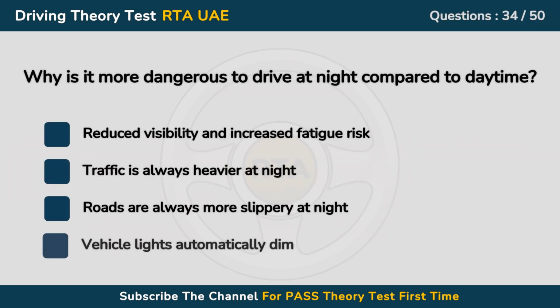Question 34. Why is it more dangerous to drive at night compared to daytime? A. Visibility and increased fatigue risk. B. Traffic is always heavier at night. C. Roads are always more slippery at night. D. Vehicle lights automatically dim.